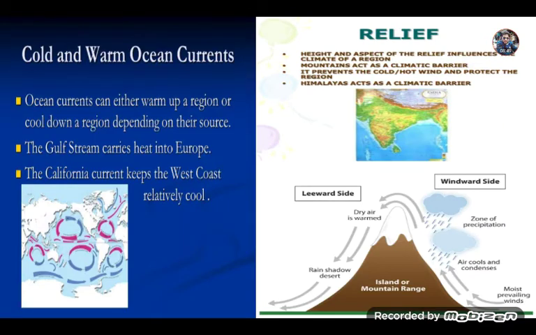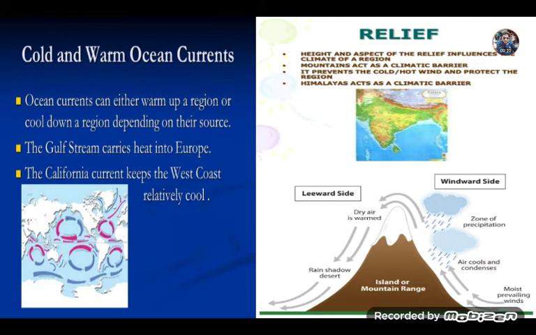Then cold and warm ocean currents are also there. Ocean currents can either warm up a region or cool down a region depending on their source. Then mountains also play a very important role. Wind hits the mountain and goes upward and brings rainfall. In the windward side, see the diagram, and behind the mountains you will find the leeward sides which remain dry.